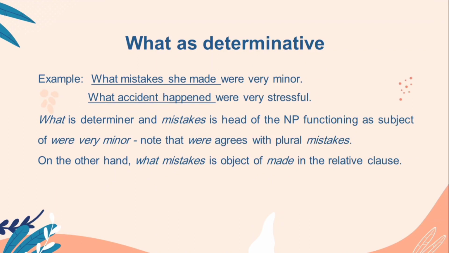And the second example, what accident happened were very stressful. What here is a determiner of accident. Accident here is the head of the NP functioning as subject of were very stressful. On the other hand, what accident is the object of happened in the relative clause.